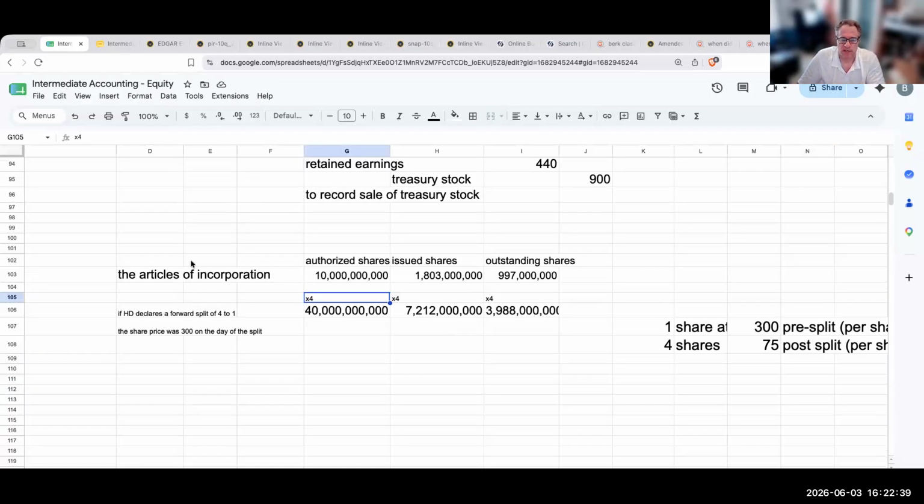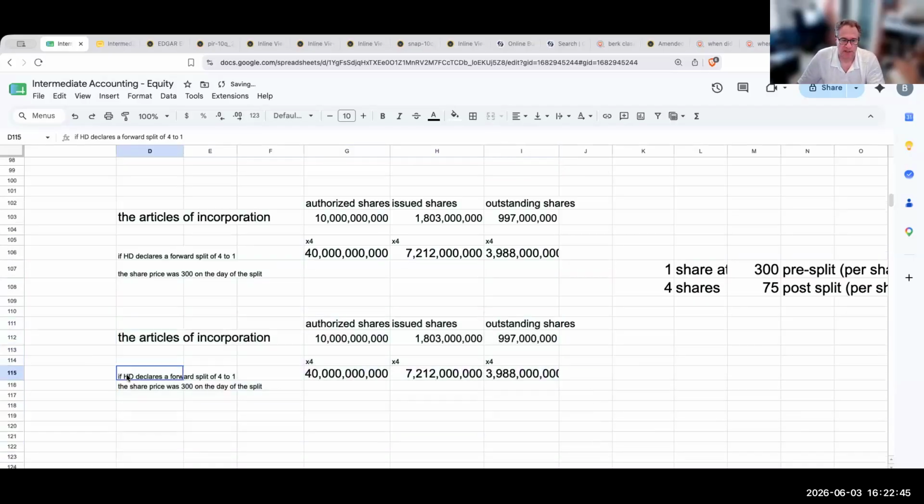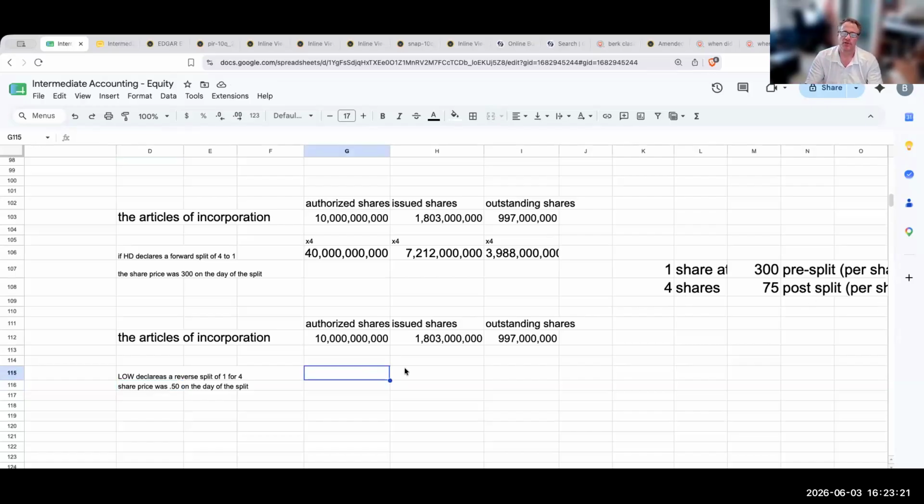So what you may also see sometimes is, and I'm going to make this up, we'll use the same numbers, we'll call it Lowe's, declares a reverse split of 1-for-4. Share price was 50 cents on the day of the split. By the way, when they do splits, they'll announce it and say it will be effective as of a certain date. The market and the exchanges will make this adjustment, and that's handled through the transfer agent.